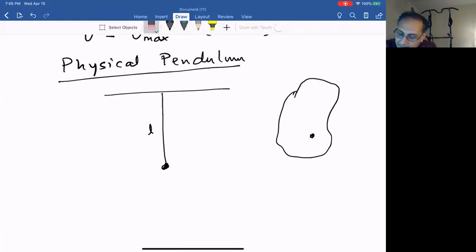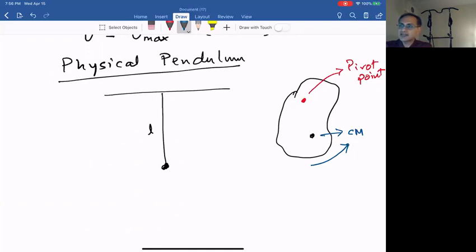So let me just make a different color here. Now it can pivot around this point, right? So this is the pivot point, which means this object can rotate around an axis passing through this point. That's what the pivot point is. And this is the center of mass. I'll just write it here. Now suppose you swing this to one side, then it's just going to oscillate back and forth, right? And it will be a pendulum. So this pendulum is called a physical pendulum. Here you've not made any simplifying assumptions about what the pendulum is like. So this is an example of a physical pendulum. Anything that's pivoting around a certain point is a physical pendulum.